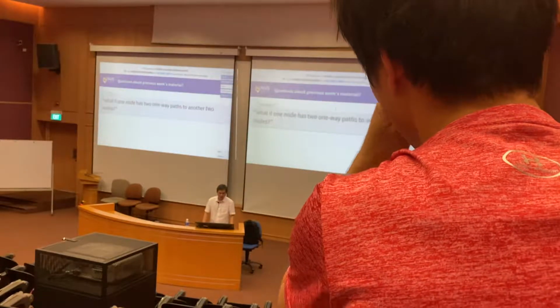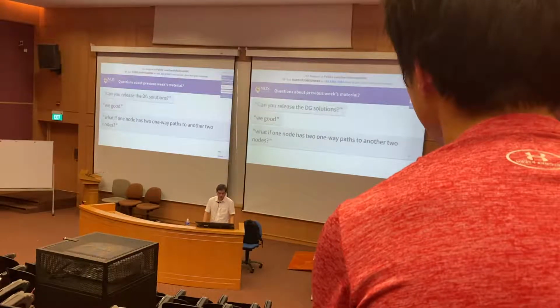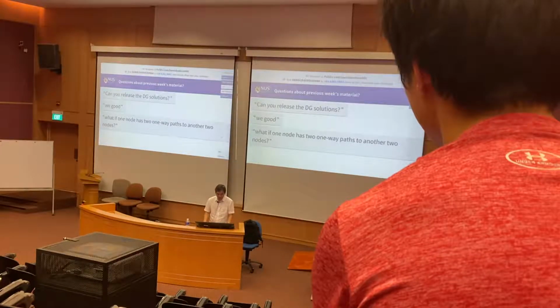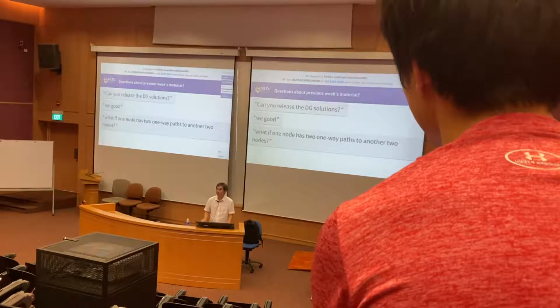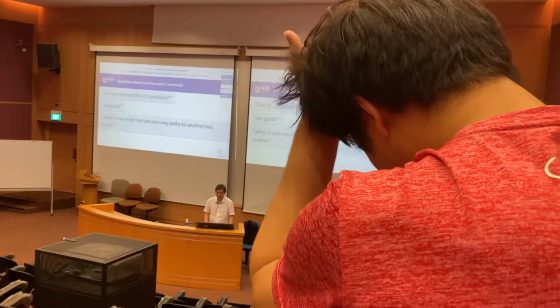What if one node has 2 one-way paths to 2 other nodes? Okay. So I think your question will be answered today. All right, about 2 one-way paths to 2 other nodes. Okay, we'll show that in a second.